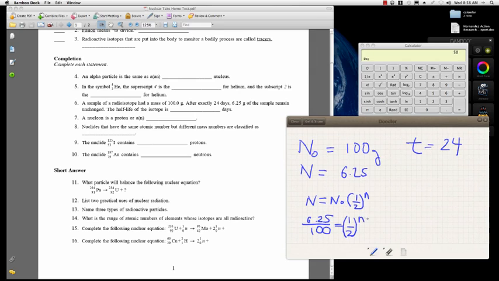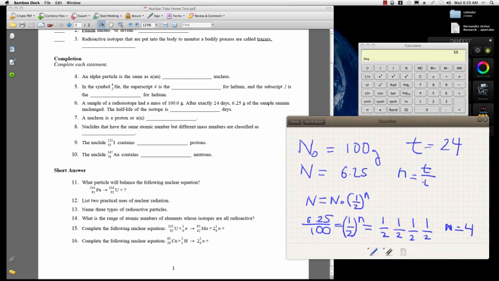Now you need to figure out the number of half-lives. This number works out exactly to be 1/16, which is the same as saying 1/2 times 1/2 times 1/2 times 1/2, or n is equal to 4.